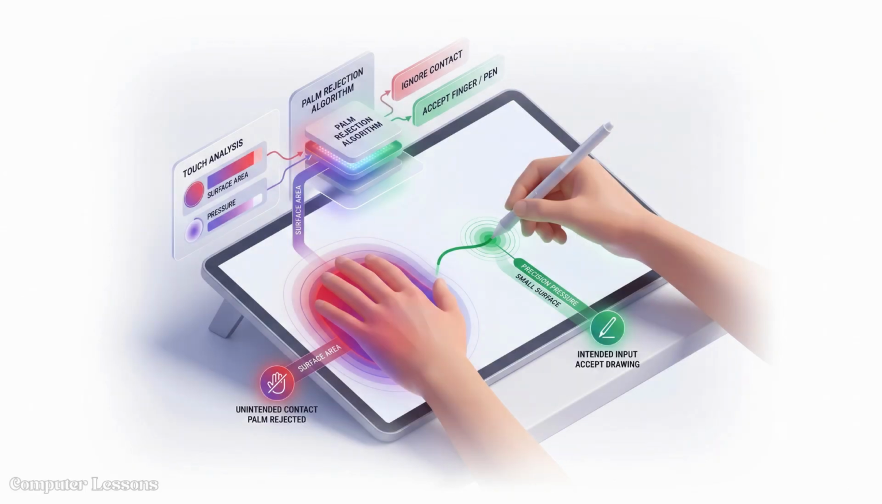One of the most critical software layers is Palm Rejection, which distinguishes between a finger and the side of your hand. By analyzing the surface area and pressure of the touch event, the algorithm ignores large, unintended contacts. This allows artists to rest their hands on the glass while drawing.